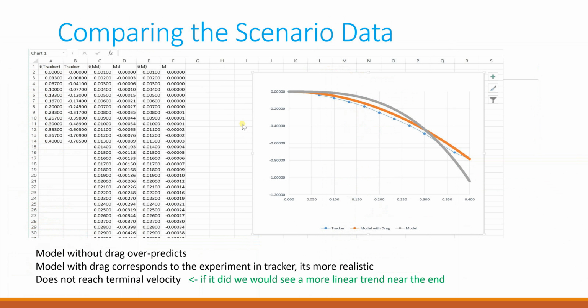So here is a comparison of all my scenarios. My Tracker data and my model with drag have extremely similar graphs. And then as you see, the computational model without drag overpredicts, and it's quite off from what actually happened with my Tracker data. As I said before, it did not reach terminal velocity. If it would have reached terminal velocity, you would see a much more linear graph towards the end of the drop.